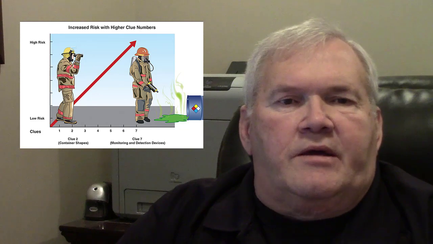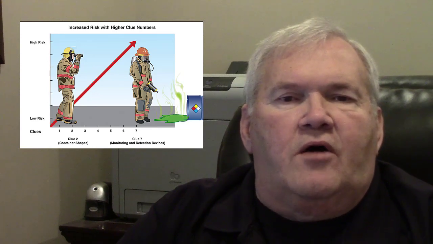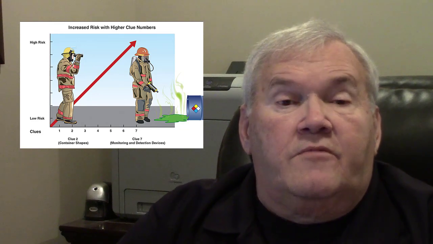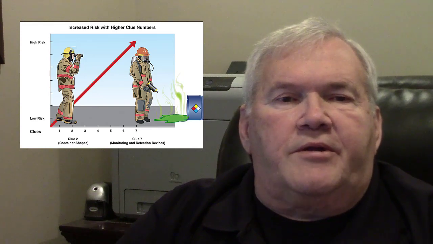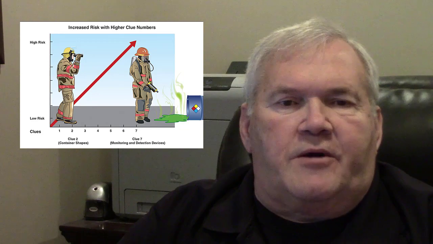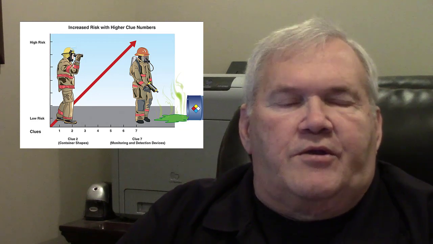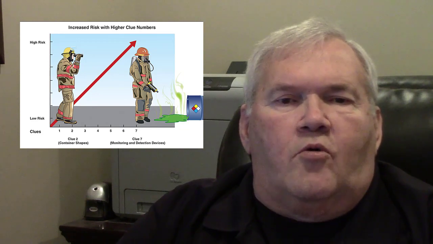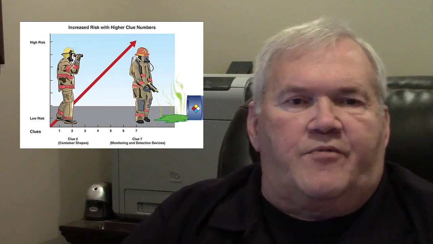The order of the clues also represents, in general, an increasing level of risk to the responders. For example, using monitoring and detection equipment to identify hazmat is more likely to place responders in dangerous areas than using occupancy types or container shapes to provide information.